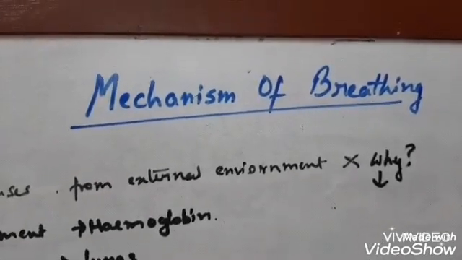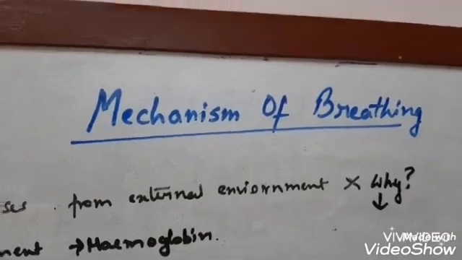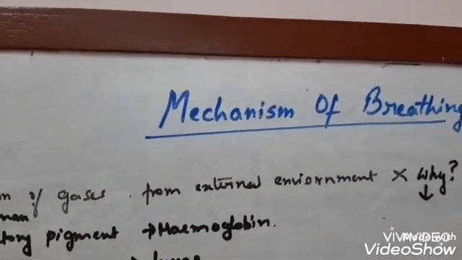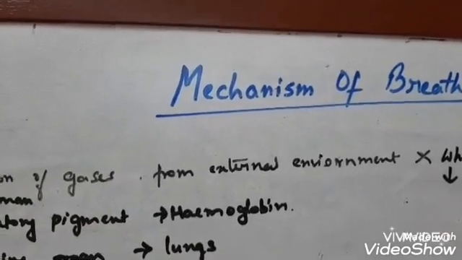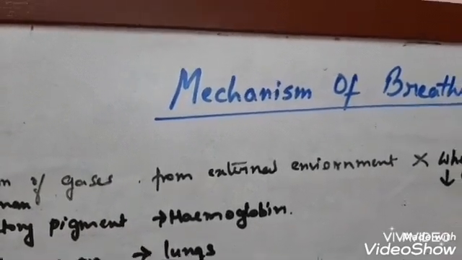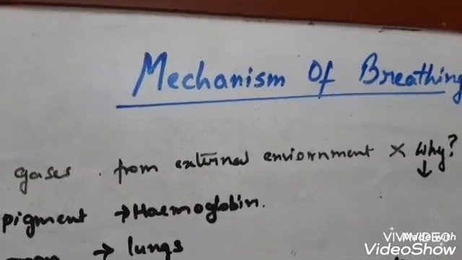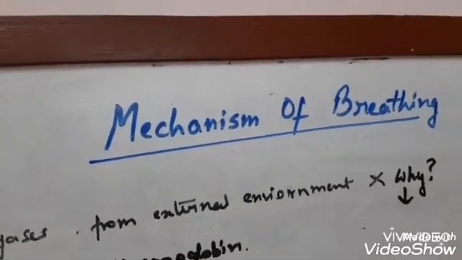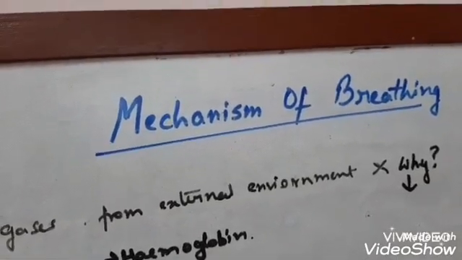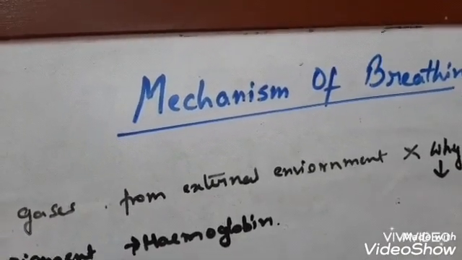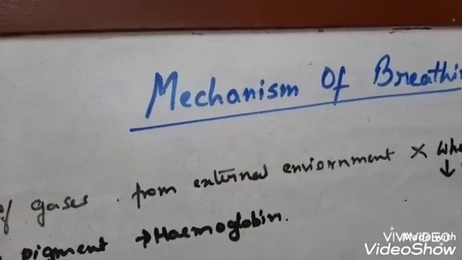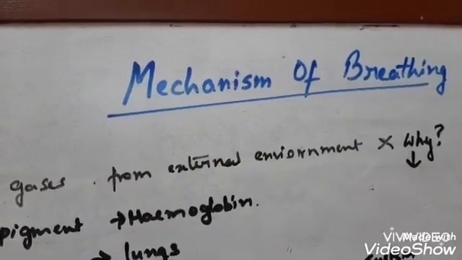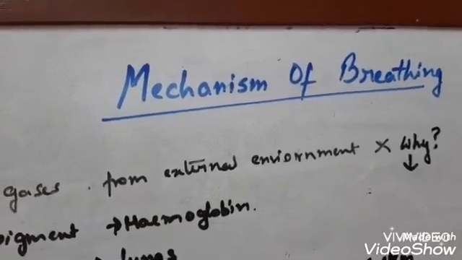Now this is the mechanism of breathing in human beings. Now you see, the mechanism of breathing involves two processes, that is inhalation and exhalation, that are the physical processes. And then you know about the respiration, that is the cellular respiration that I have already discussed in the previous video. Now here I am going to describe the physical process, that is the inhalation and exhalation process, in which the lungs play a major role.